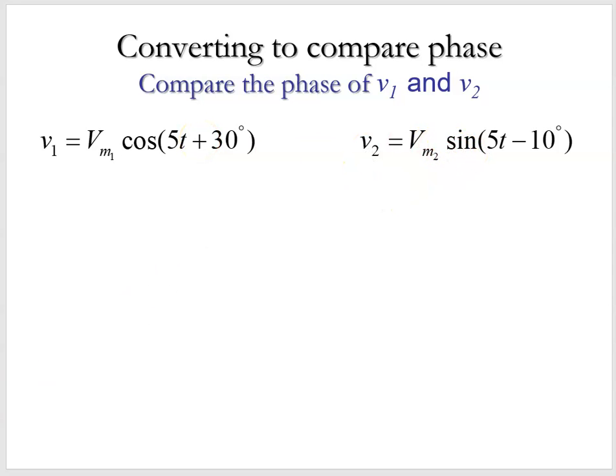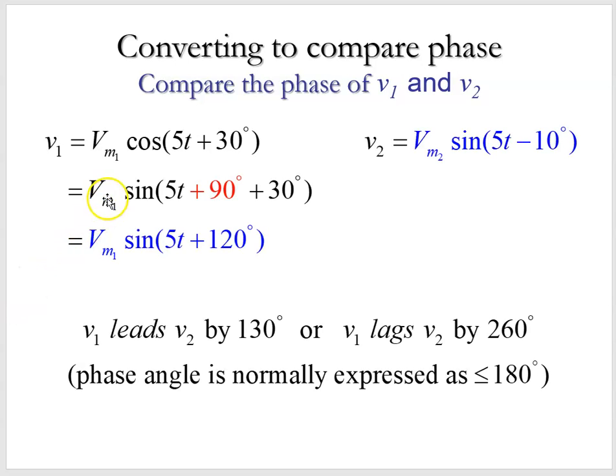So if we convert the cosine to a sine, then we add the 90 degrees. So we converted cosine to sine, and then we added the 90 degrees. Our omega is still 5 radians per second, so we still have 5t, and we still have to add that 30 degrees to it. So we end up with sine 5t plus 120 degrees.